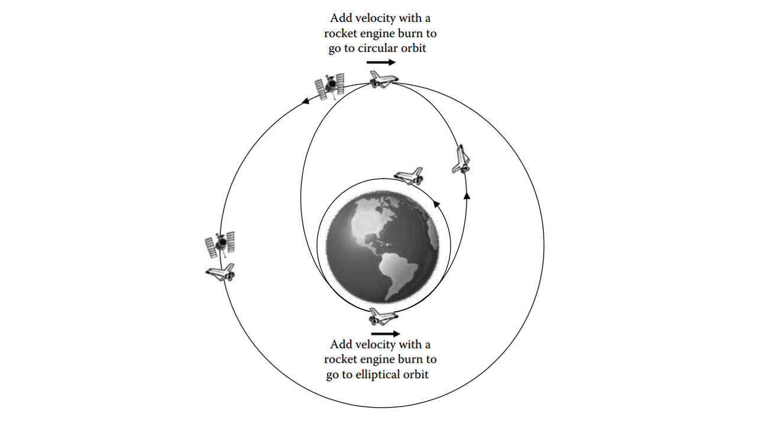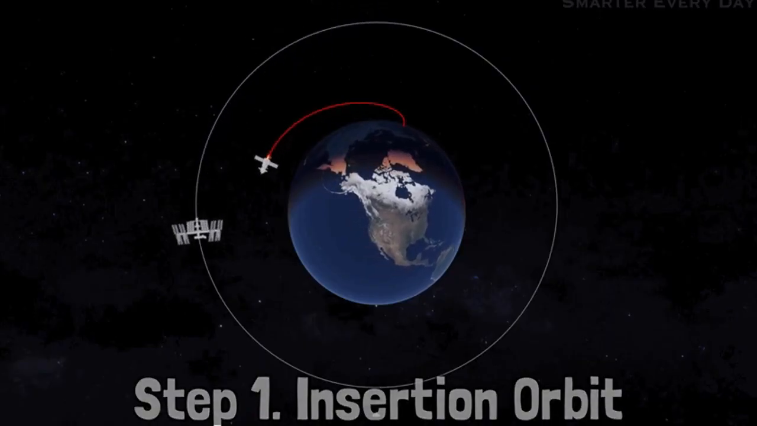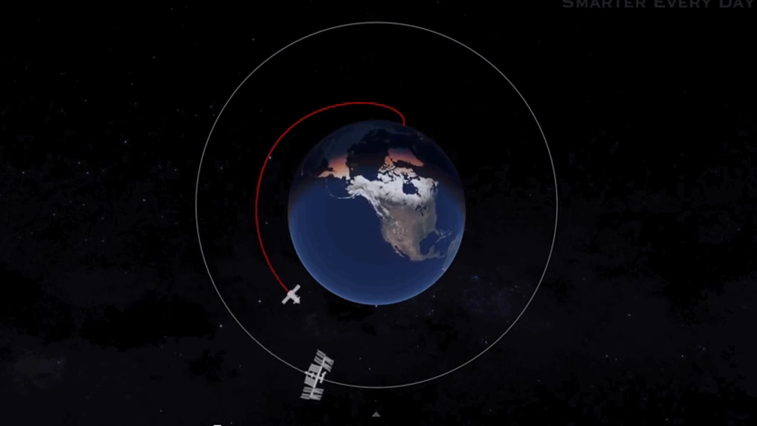In practice, this is the way a rocket actually gets into orbit and docks with the International Space Station. This is a very good animation of how a rocket goes into orbit.